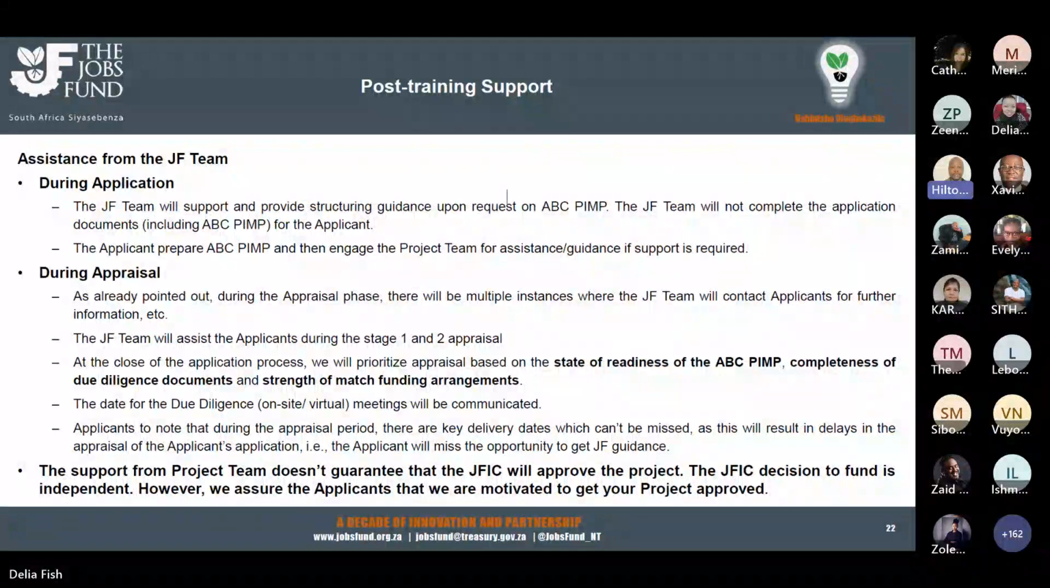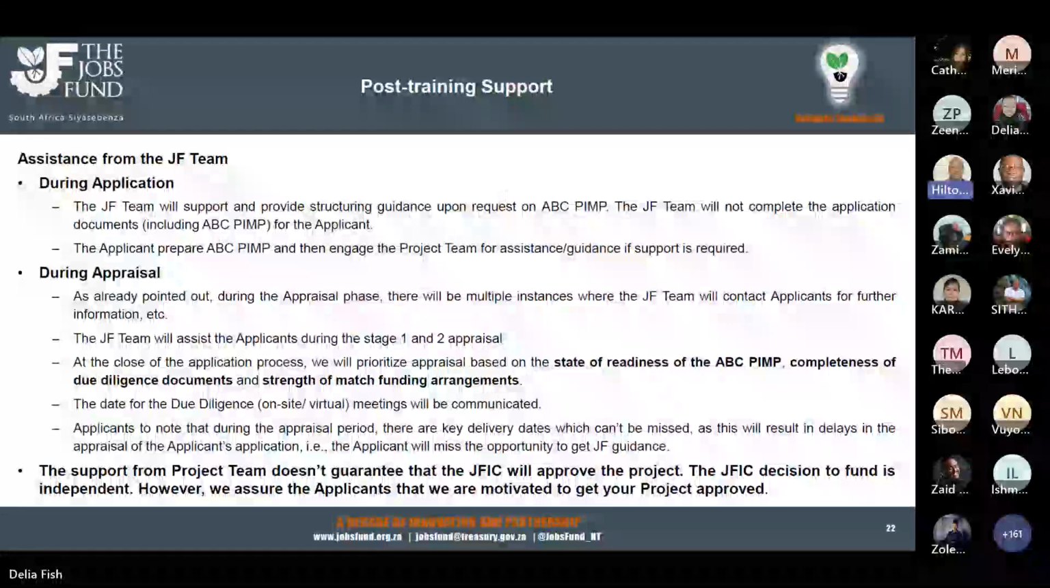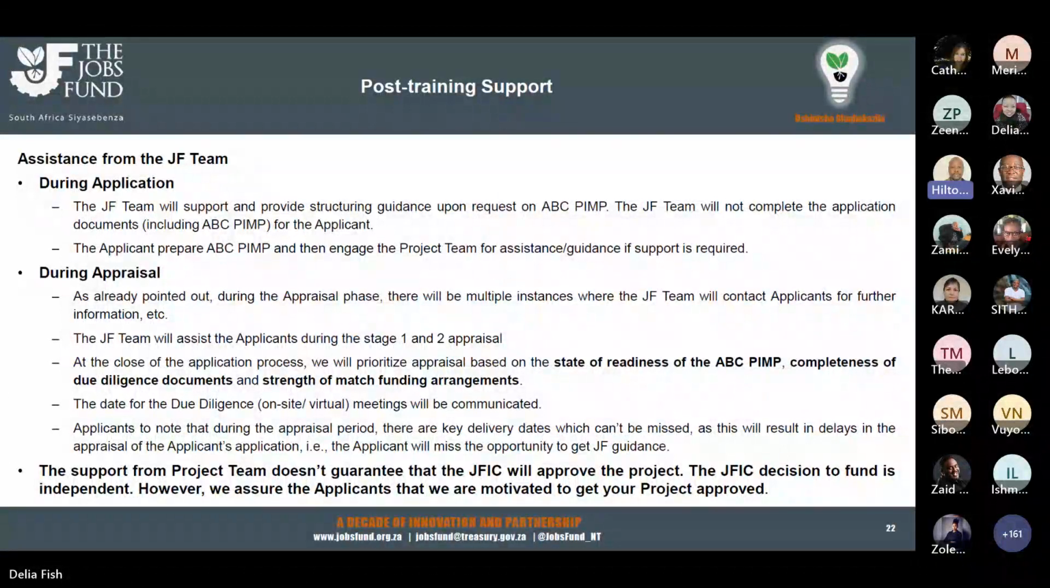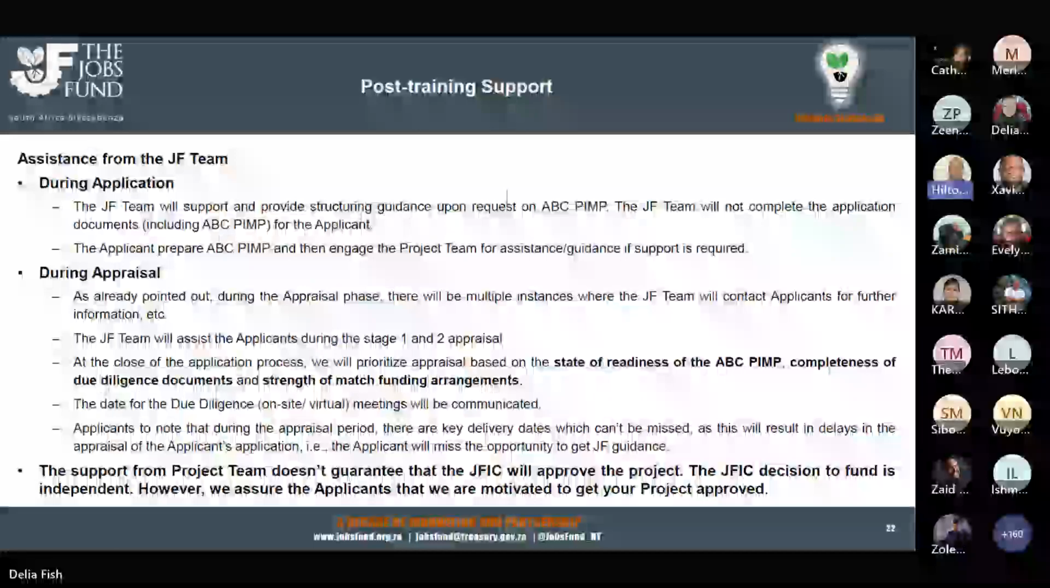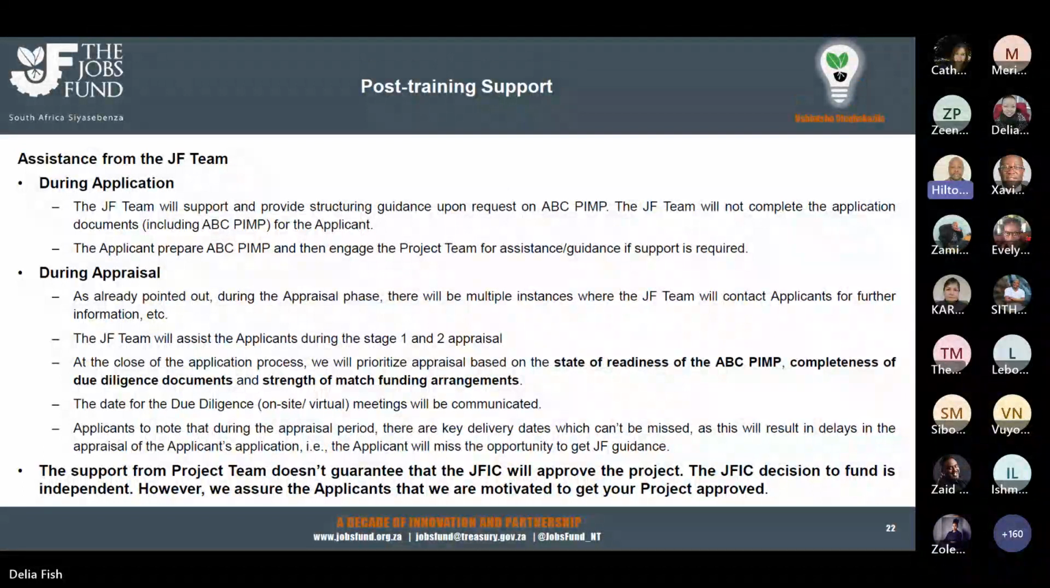Okay, so our assistance does not end here. It's a continuous engagement that we'll be having with you, and the team will support you even in your completing of the ABC PIMP and other areas of the application. But please note that you still own your submission. The ABC PIMP is your document, right? It is not the team that is assisting you in whichever way to ensure that you complete it properly.